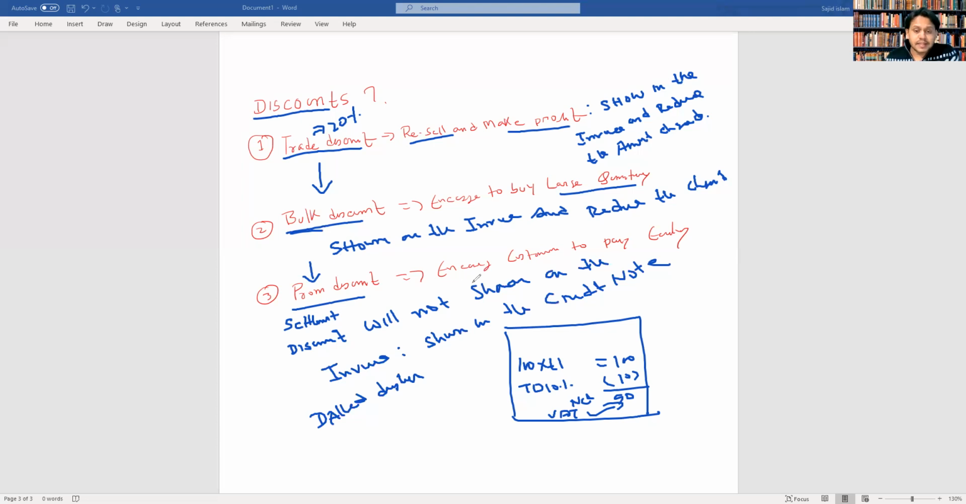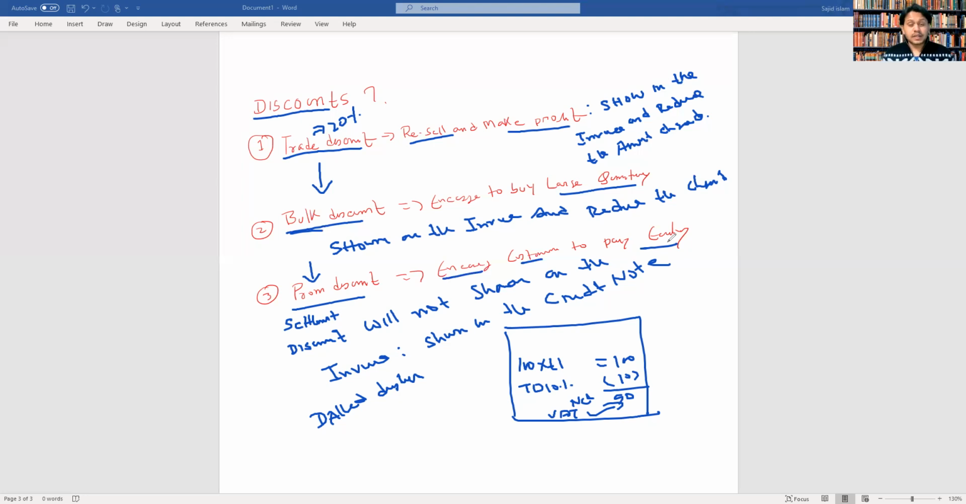Now the prompt discount, basically this is encouraging the customer to pay early. So I tell my customer, normally you can pay within 30 days, but if you can pay me within 10 days, I'll give you 2% discount, or I'll give you 5% discount. So I'm encouraging my customer to pay me early. And this is entirely up to the customer. They're going to accept the offer or not. We cannot force the customer to take the offer. They can take the offer, they can refuse the offer. And that's the reason we do not include the prompt discount on the invoice. So that will be handled separately with the credit note.